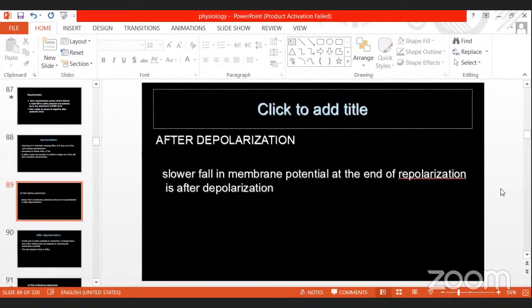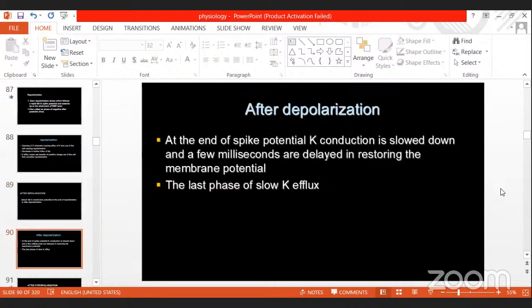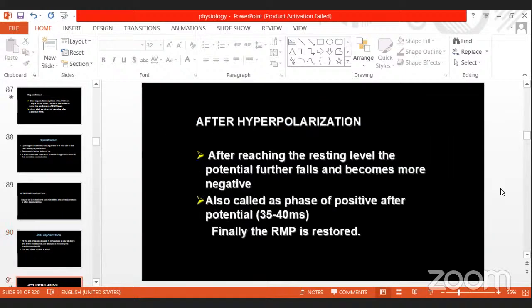And after depolarization, there is a slow fall in the membrane potential at the end of repolarization. That is the last phase of potassium efflux. That is the spike potential. Potassium conduction is slowed down, and a few milliseconds are delayed in restoring the membrane potential because the potassium channels close very slowly.